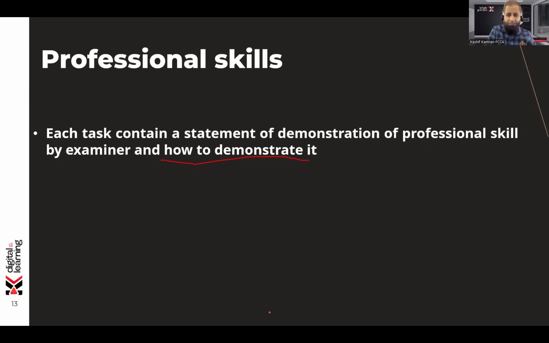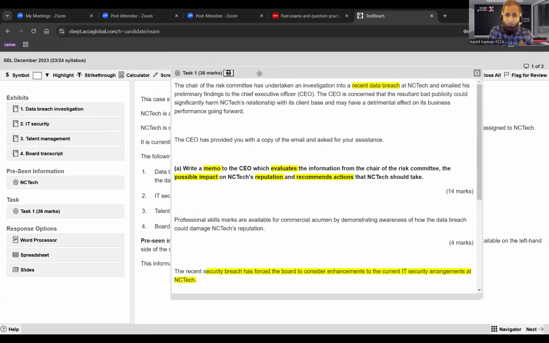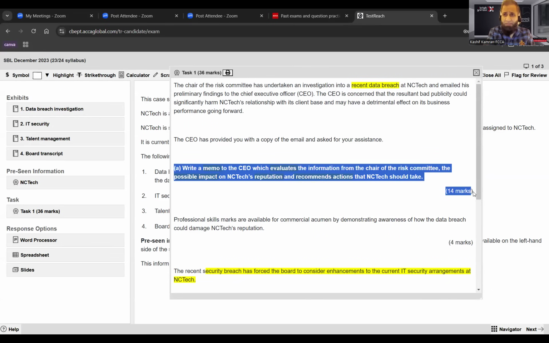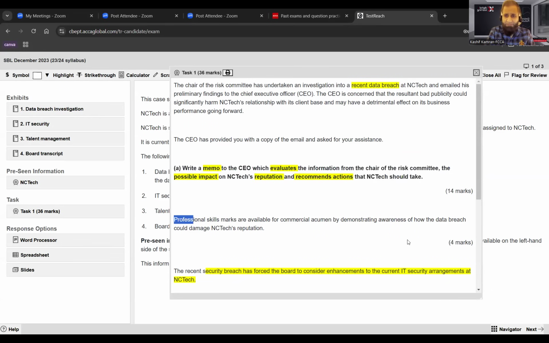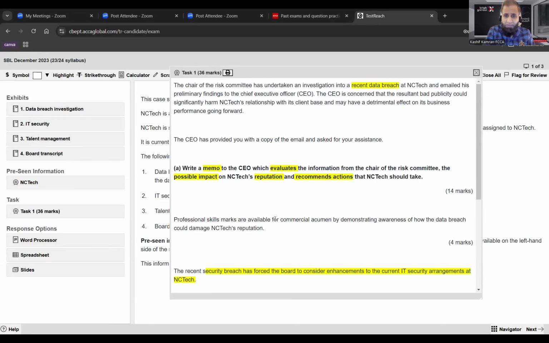Let me show you a glimpse. Take the December 23 paper, which is NC Tech. Look at this task in front of you, the task worth 36 marks on your screen. This is the technical marks, where you need to write a memo for 14 marks. But under these 14 marks, you have a professional skill, which is for 4 marks here. I told you each skill will be tested once and for 4 marks. Now, professional marks are available for commercial acumen. So the examining team is telling you that there are 4 marks available for commercial acumen. But they're also telling you how. That's the problem with the student.